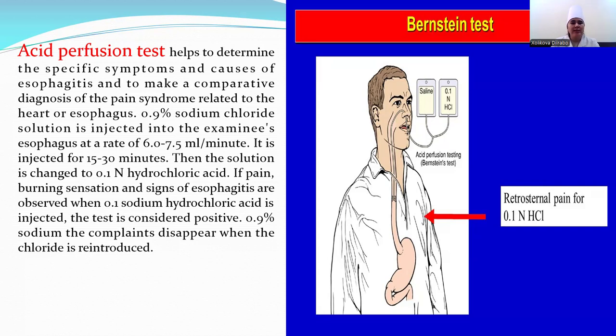Then the solution is changed to 0.1 N hydrochloric acid. If pain, burning sensation, and signs of esophagitis are observed when 0.1 N hydrochloric acid is injected, the test is considered positive. The complaints disappear when the 0.9% sodium chloride is reintroduced.